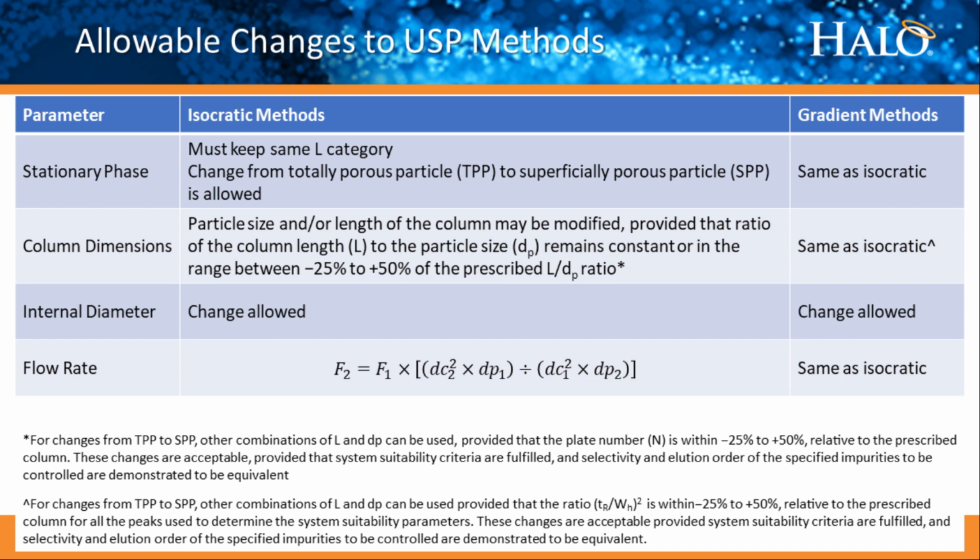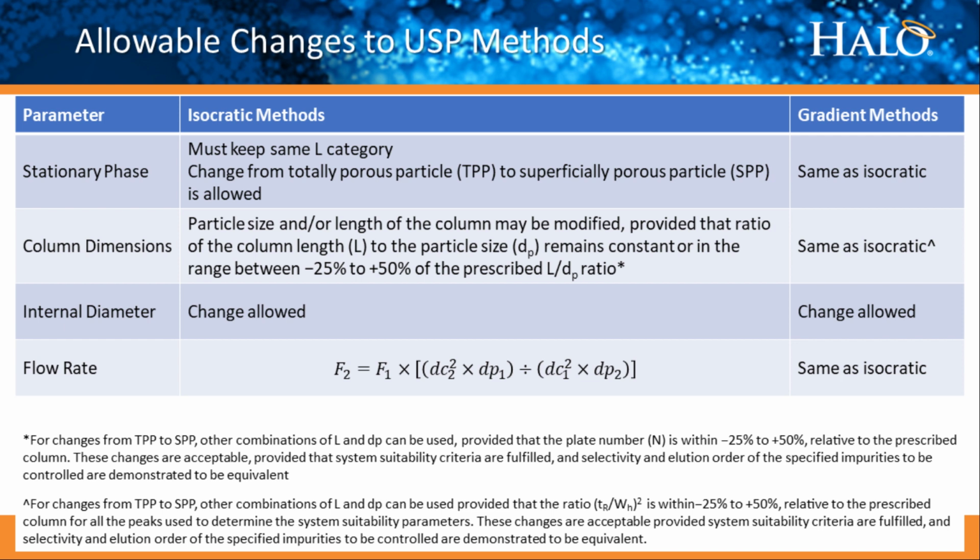So let me step you through what the allowable changes are. In terms of the stationary phase, you do have to keep the same L category for both isocratic and gradient methods, but the change from totally porous particle to superficially porous particle columns is allowed. In terms of column dimensions, the particle size and/or length of the column may be modified, provided that the ratio of the column length, L, to the particle size, dp, remains constant or in the range between -25 to +50% of that prescribed L to dp ratio.